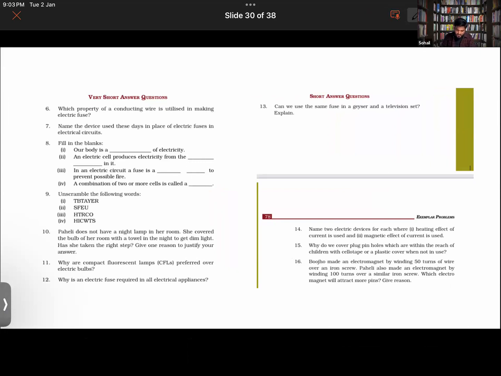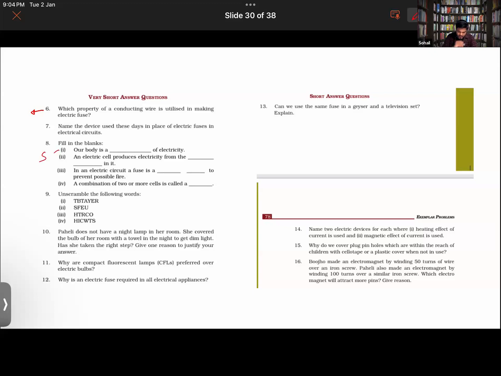Let's do the questions in whatever remaining time we have. Question number 6, Sundus. Moments ago we discussed that question. Low melting point, exactly. Question number 7. Name the device used these days in place of electric fuses in electric circuits. Sir, it's MCB, miniature circuit breaker. Exactly. That is MCB.